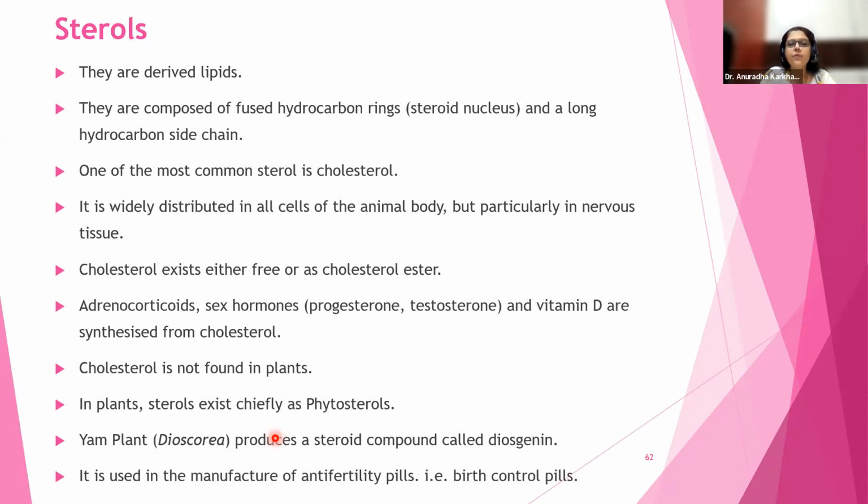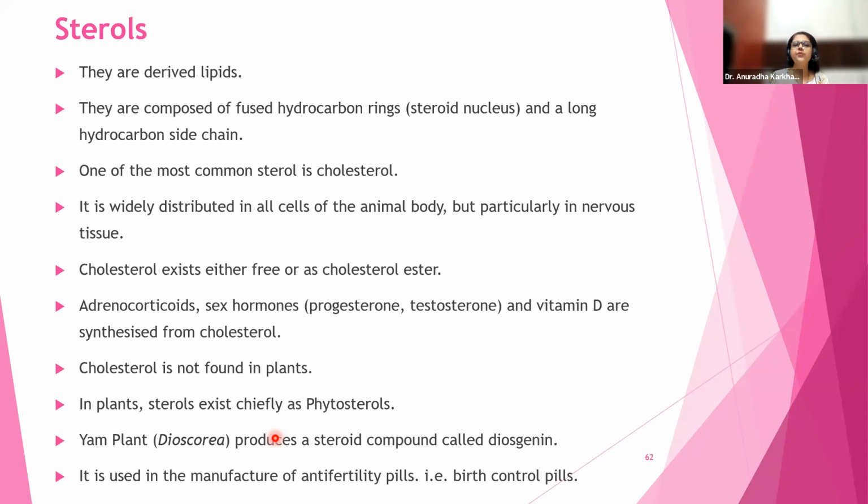They are composed of fused hydrocarbon rings. So the rings will be having what? Steroid nucleus and a long hydrocarbon side chain. One of the most common sterols is cholesterol. अब sterol बोलते ही दिमाग में सबसे पहले cholesterol आना चाहिए. The one which is produced naturally by our bodies is always good cholesterol. Those which are consumed by us for no reason are bad for our health. ठीक है? So the common sterol is cholesterol.